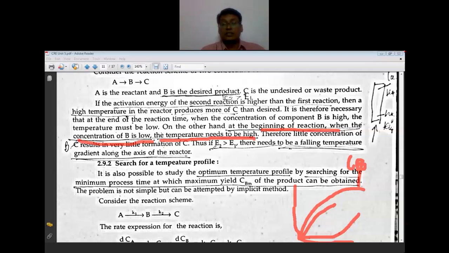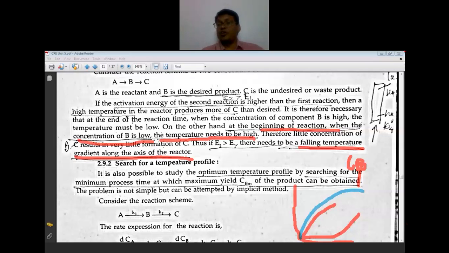Thus, whenever E2 is greater than E1, there needs to be a falling temperature gradient along the axis of a reactor. So as B is produced, I have to decrease the temperature in the reactor system. For that purpose, I am using a plug flow reactor.